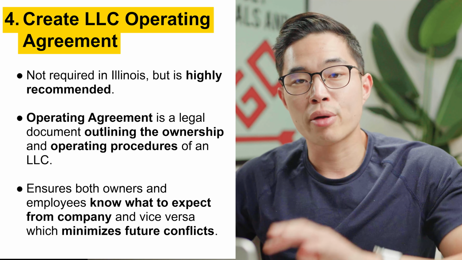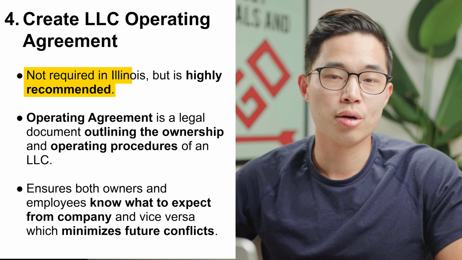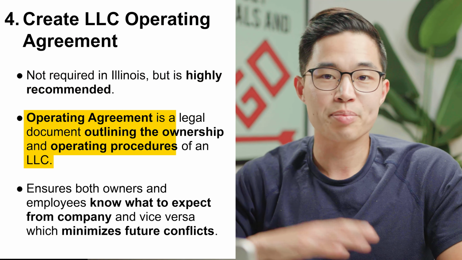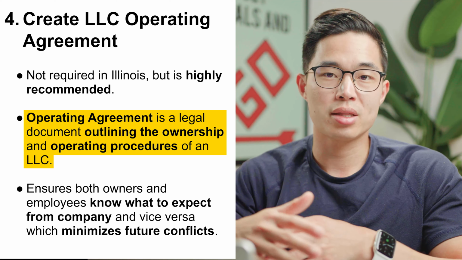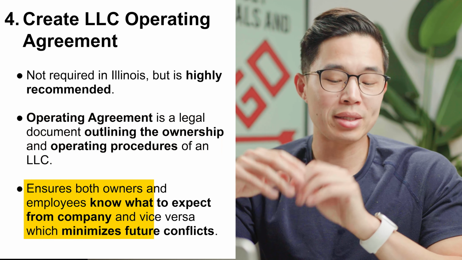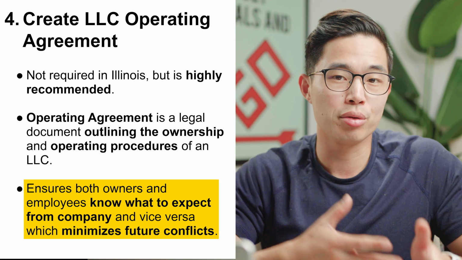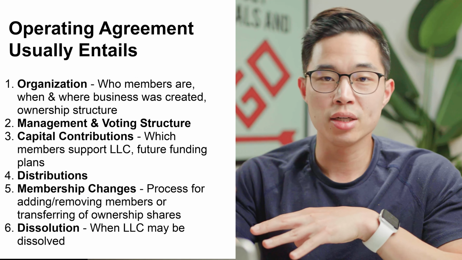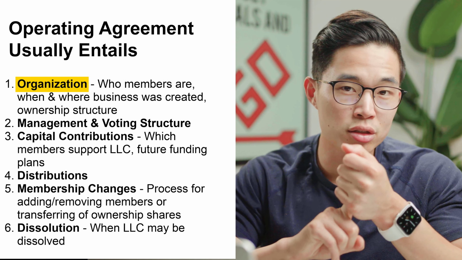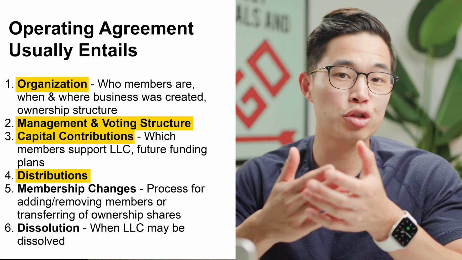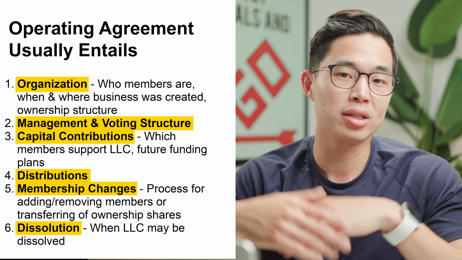Step number 4 is to create an LLC operating agreement. So this is not required in Illinois, but it's highly recommended. This is basically going to be some type of legal document that outlines the ownership and operating procedures for your company. It's basically going to ensure that both owners and employees know what to expect from the company and vice versa. And to be more detailed, it's going to include things like the organization structure, the management and voting structure, capital contribution rules, distribution rules, membership changes, as well as dissolution rules.